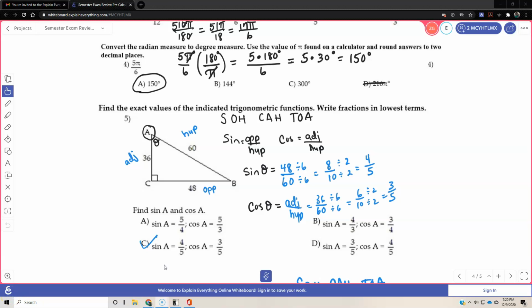Convert radian measure to degree measure. Use the value of pi found on the calculator and round the answers to 2 decimal places. So in this case, we have 5 pi over 6. So we have 5 pi over 6 times 180 over pi. We notice that the pi's cancel. So you have 5 times 180 divided by 6. 180 divided by 6 is 30. So 5 times 30 gives you 150 degrees, so that gives you A.